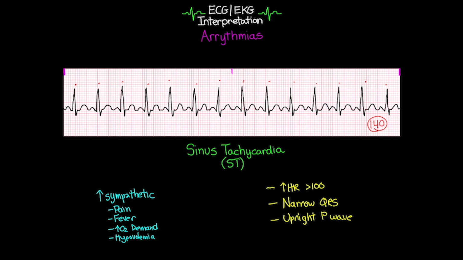So again, if we look at our example, we do have that narrow QRS, and lo and behold, our P wave is upright. And we already talked about our heart rate of 140 is over 100. Therefore, we can say this is a sinus tachycardia.